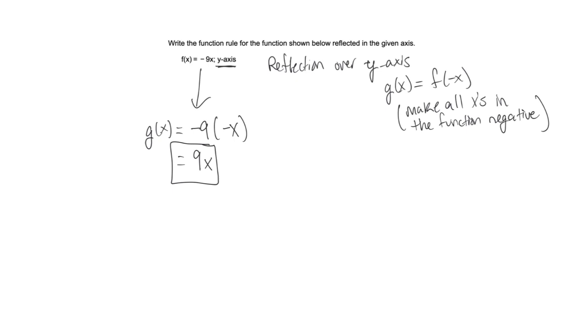If it was a reflection over the x-axis, what you would do is make the whole function negative. You'd multiply negative 9x times the negative 1, right? You'd make the whole function negative for the x-axis.